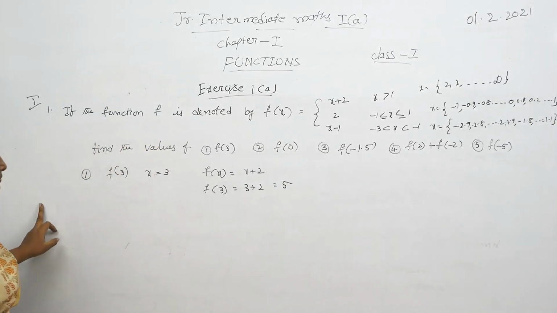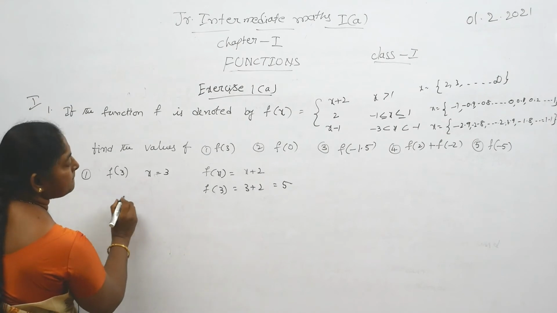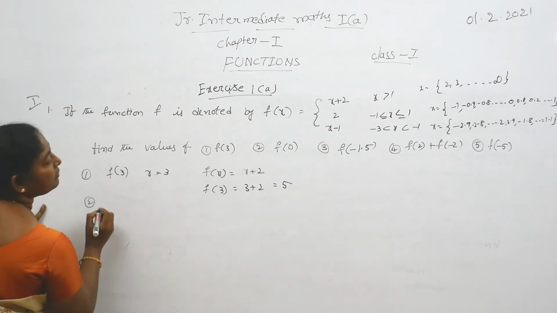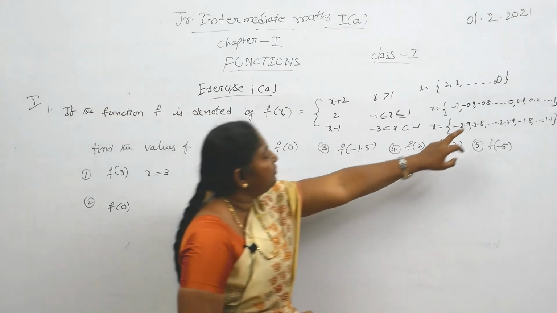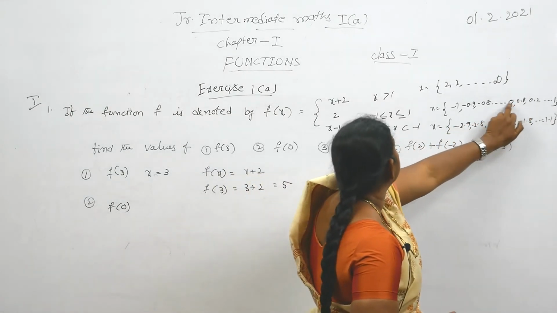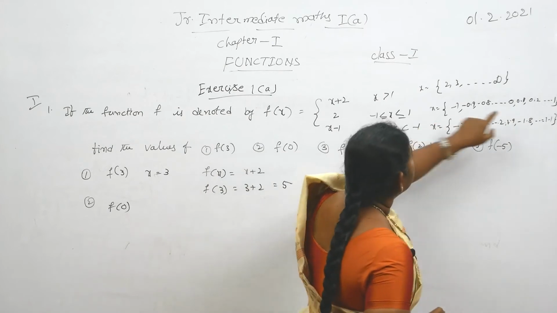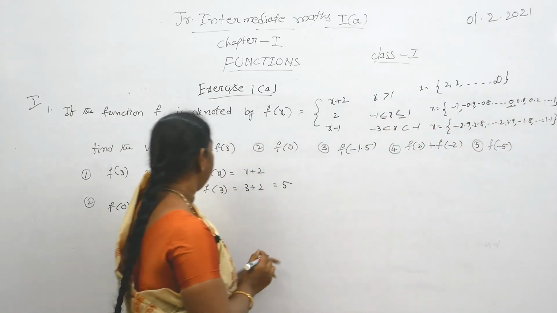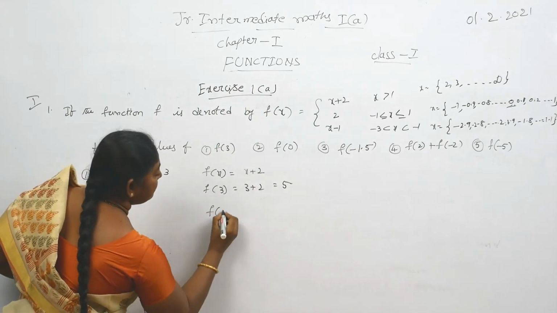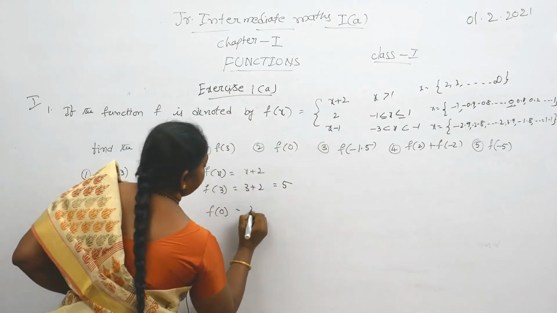Next, second problem, f of 0. F of 0 means in this condition, 0 is in this condition. So we have to take the second condition. So f of 0 equal to 2 only.